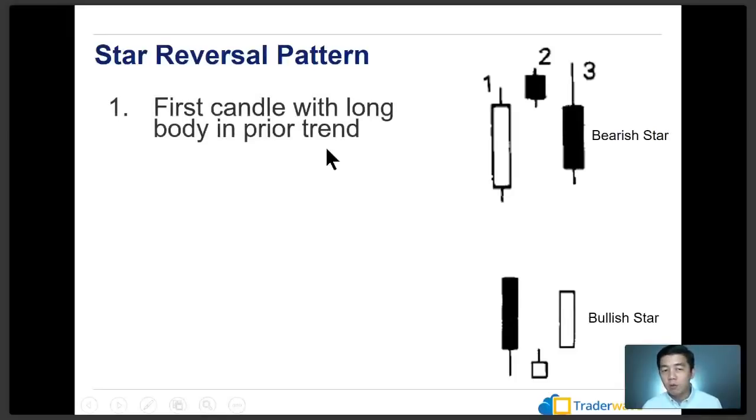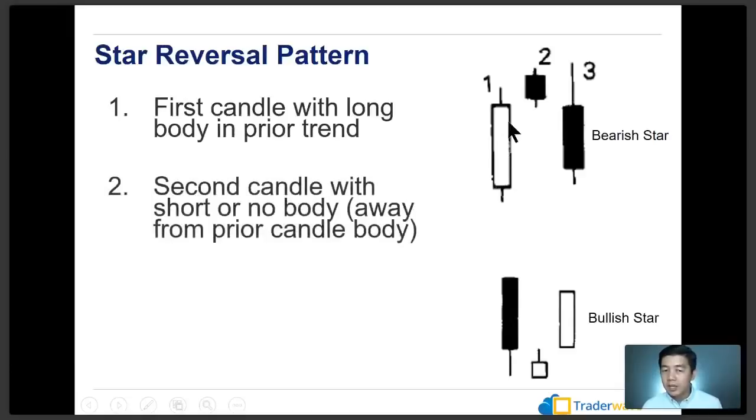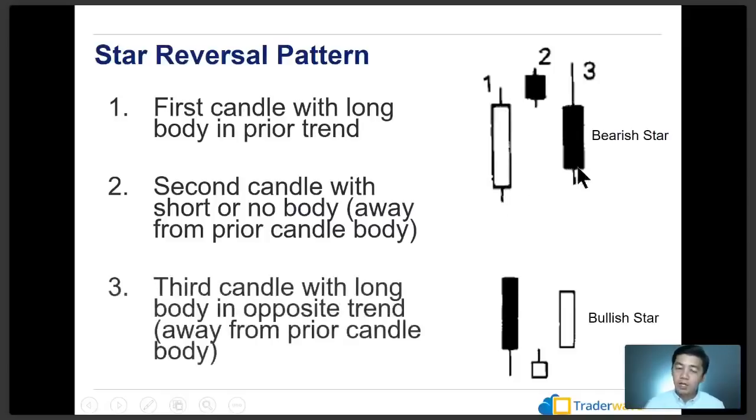So, first candle with a long body in the direction of the prior trend. Second candle with a short or no body, which could be what we call a doji, and it should usually be established away from the range of the first candle's body. And then finally, the third candle with a long body in the opposite direction, away from the prior candle body.